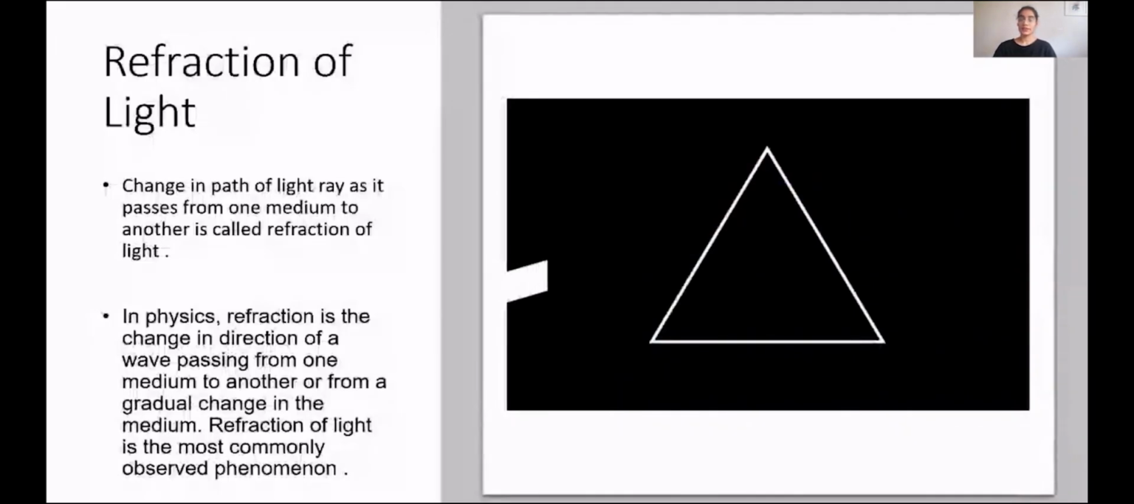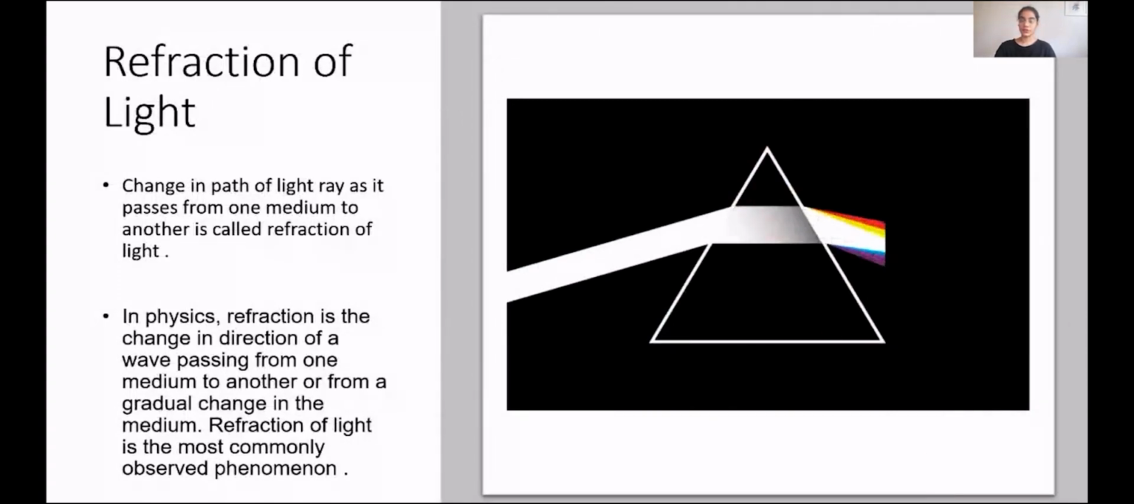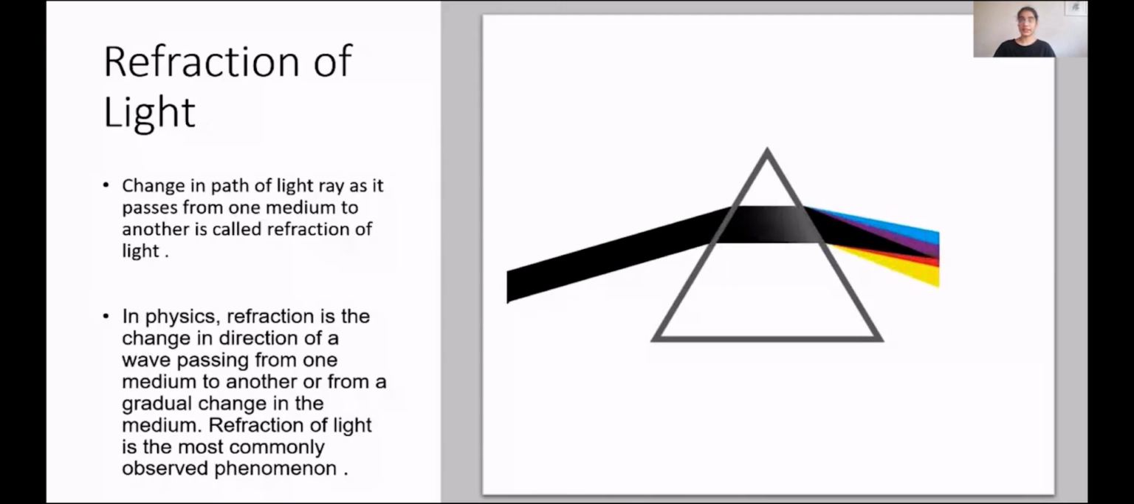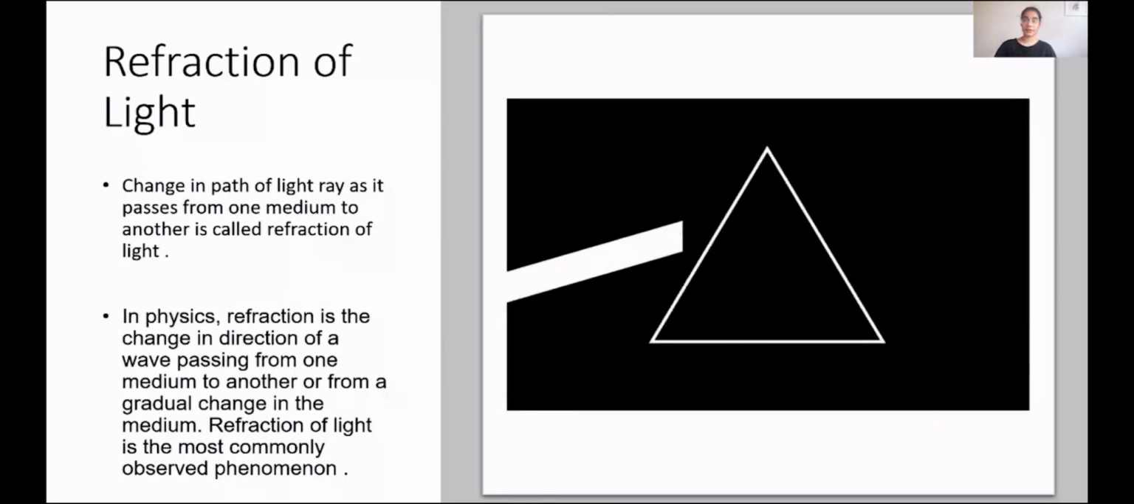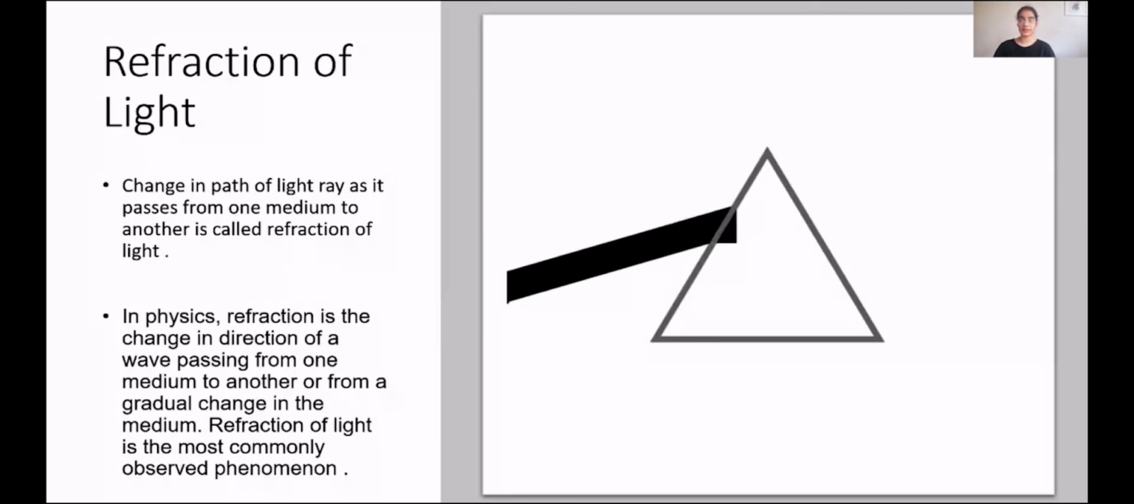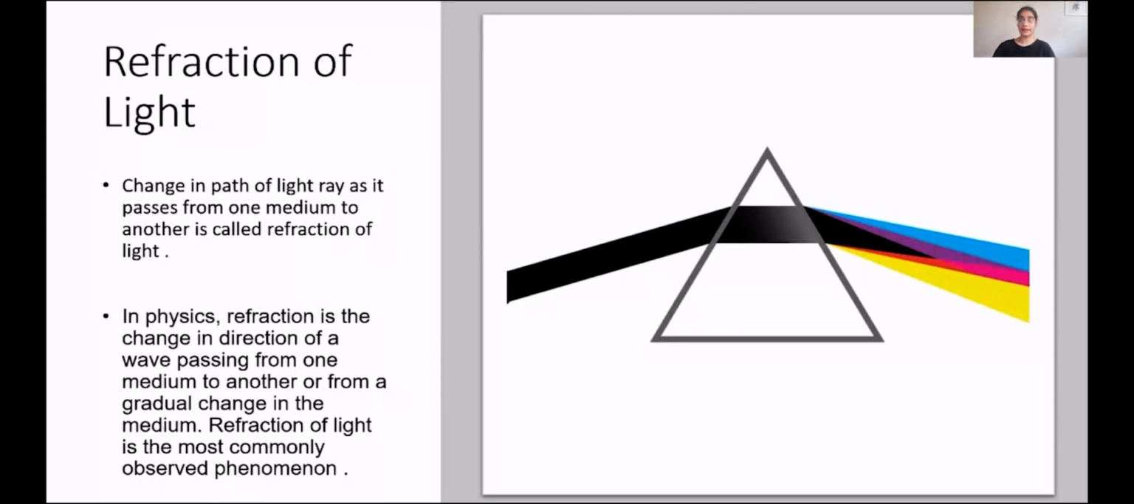Now, as you have studied in earlier classes, you know that light travels with different speeds in different mediums. Light has a specific speed in vacuum, and we know that it is 3 into 10 to the power 8 meters per second. But when light travels from air to water, or from water to air, or whenever light changes the medium it travels in, its speed decreases or increases. And due to this, light actually bends.